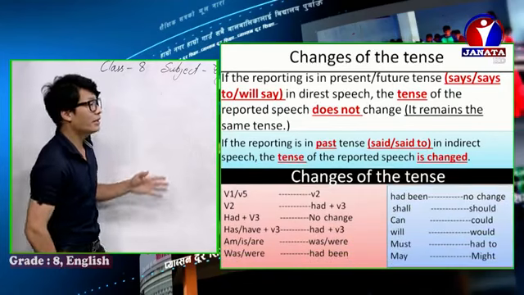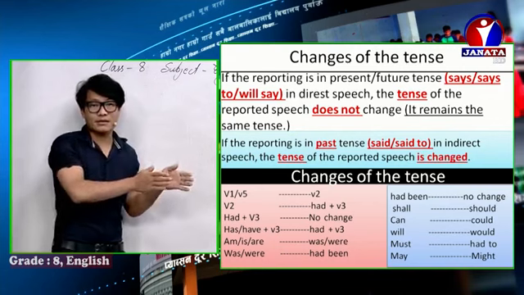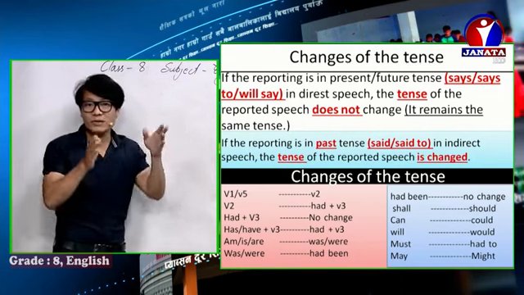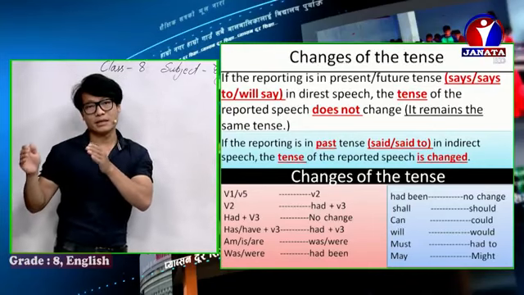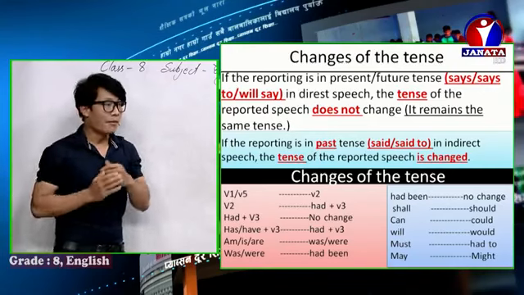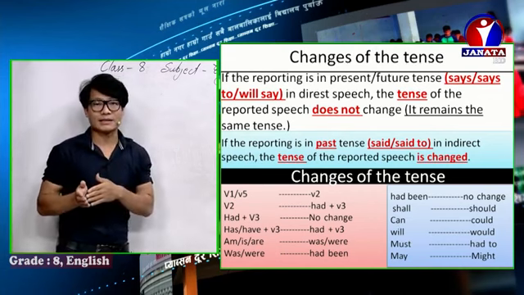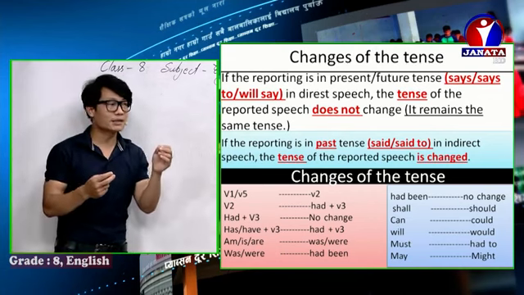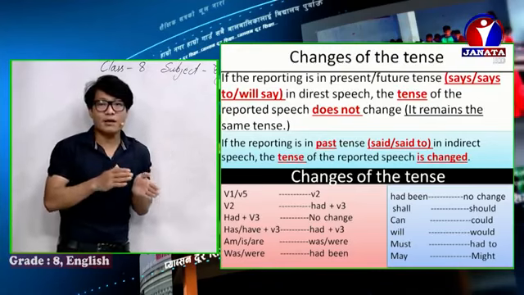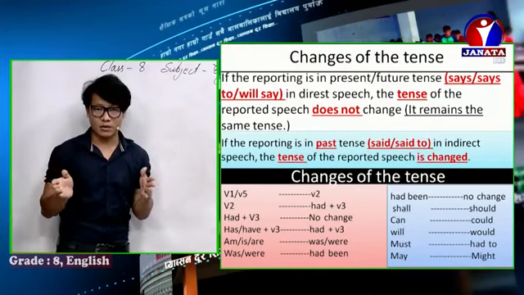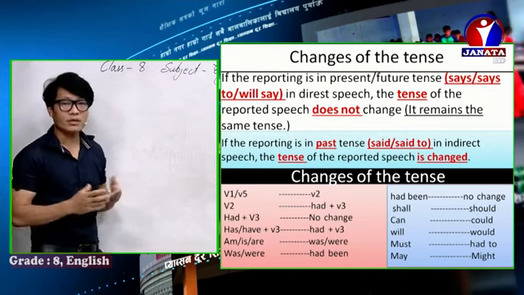What we have learned last time is that if there is a present tense or simple future tense in reporting, then the tense of reported does not change. And another thing we learned, you can see below: if the reporting verb is in past tense, said or said to, in indirect speech the tense of reported speech is changed. And below you can see I have listed how the tense is changed.